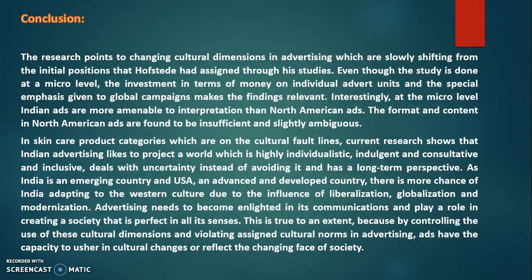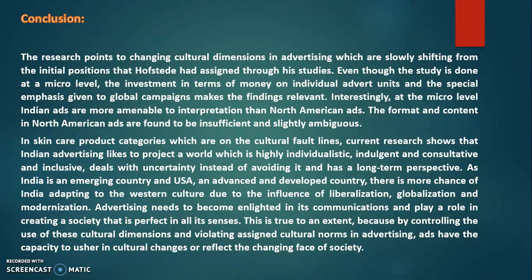Conclusion: the research points to changing cultural dimensions in advertisement, which are slowly shifting from the initial position that Hofstede had assigned through his studies. Even though the study is done at the micro level, the investment in terms of money on individual advert units and the special emphasis given to global campaigns make the findings relevant. Interestingly, at the micro level, Indian ads are more amenable to interpretation than North American ads. The format and the content in North American ads are found to be insufficient and slightly ambiguous.